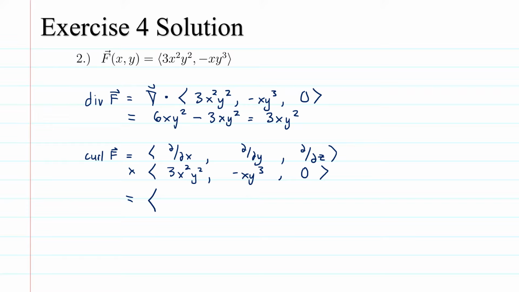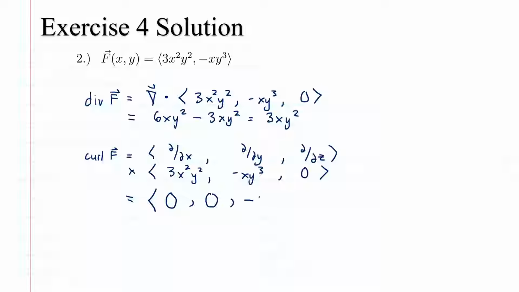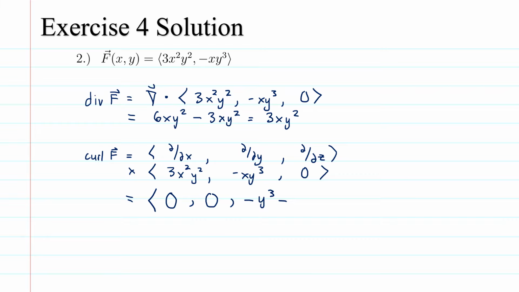Okay, so yung magiging first component ng curl ay partial nito with respect to y, 0, minus partial nito with respect to z. So that's 0. Next, second component, partial nito with respect to z, which is 0, minus partial nito with respect to x, which is 0 as well. 0. Third component ay partial nito with respect to x, which is negative y cubed, minus partial nito with respect to y, which is 6x squared y.